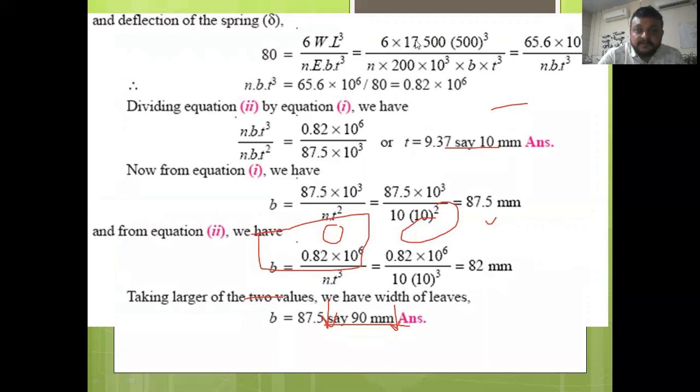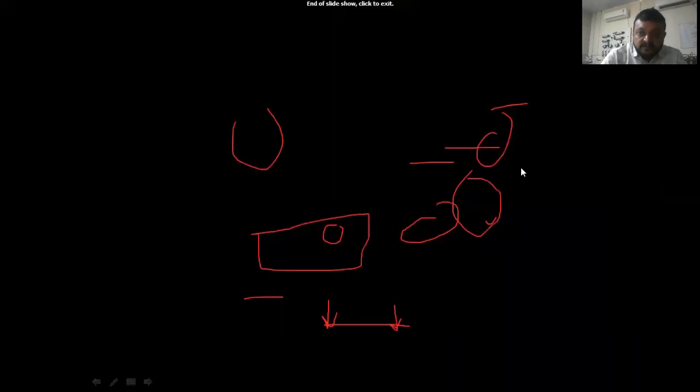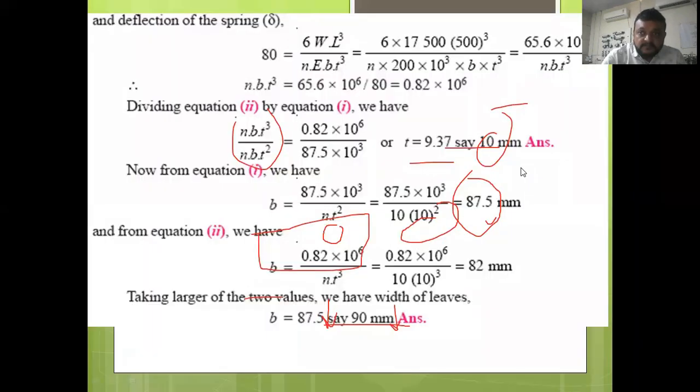from these two relations you will get both T and B. So that is the design of the spring. Design of the leaf spring means finding the dimensions of the leaf. Okay, so you can easily find out the dimensions from this equation. So this is about the leaf spring design.